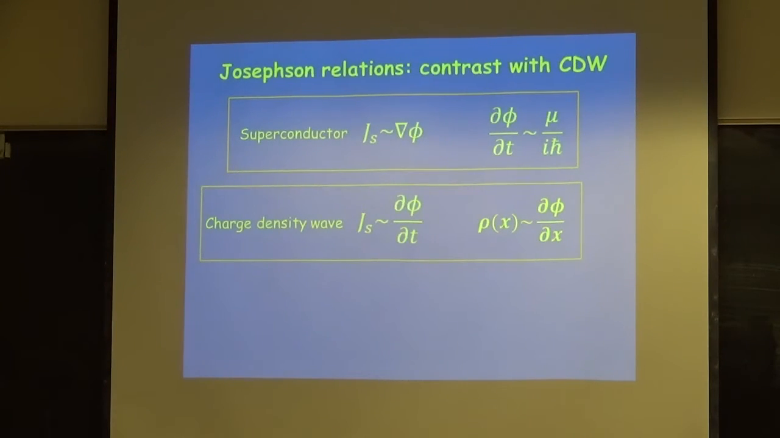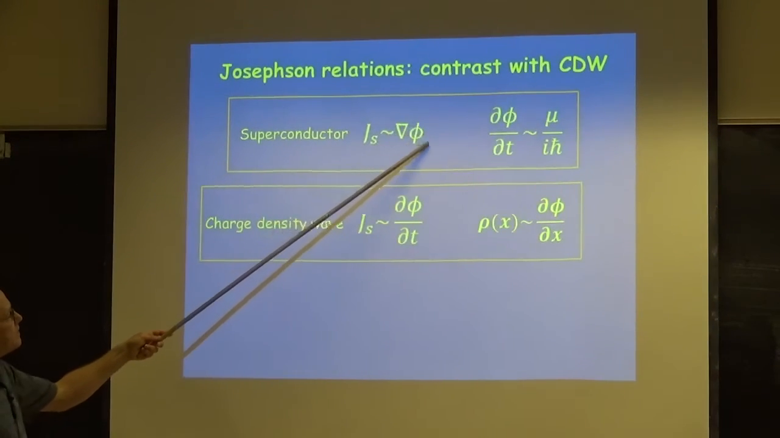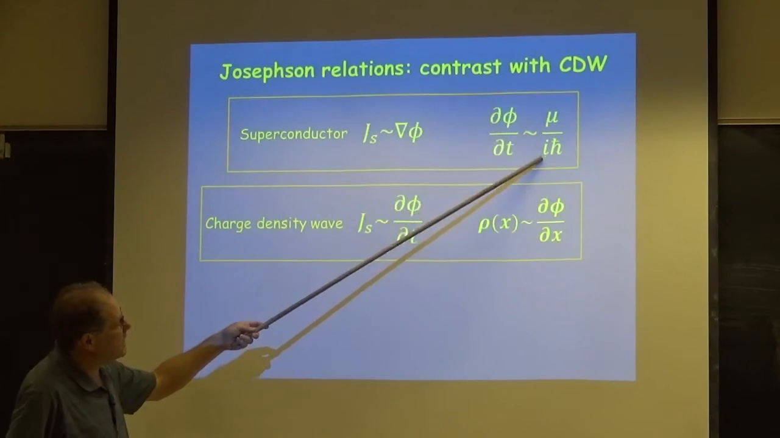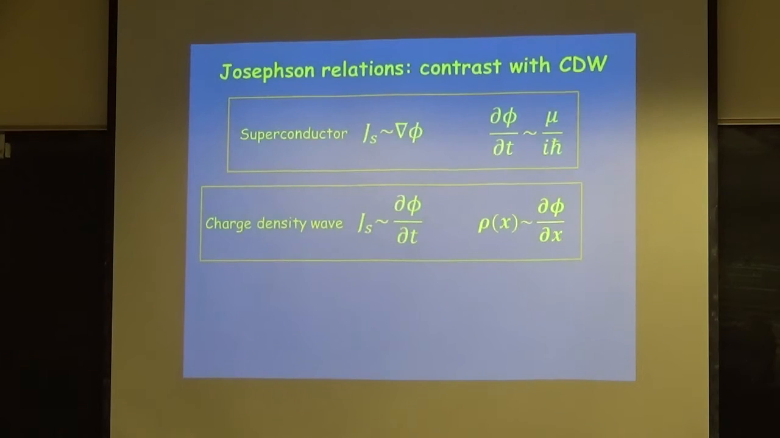So I thought it was amusing to point out, since we're all in the cuprates, we're all thinking about CDWs these days, and the possible coexistence of charge density wave states and superconducting states. It's interesting that there's a contrasting relationship between the superconductor and the charge density wave. What we just discussed was that in a superconductor, the current is the gradient of the phase, whereas the time derivative of the phase is related to the chemical potential. An incommensurate charge density wave breaks essentially the same symmetry, U1 symmetry. So you might ask, why isn't an incommensurate charge density wave the same as a superconductor? Because I've emphasized the breaking of U1 symmetry as the origin of the superfluidity.